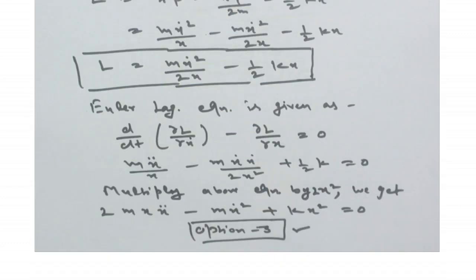So the Lagrange equation is given by d upon dt of curl L upon curl x dot minus curl L upon curl x equal to 0. Now just put the value of L here and take the derivative and we will get m x double dot upon x minus m x dot into x dot upon 2x square plus 1 upon 2 k equal to 0. So now multiply the above equation by 2x square and we will get 2mx x double dot minus m x dot square plus kx square equal to 0. So that is the Euler-Lagrange equation. So option 3 is the right answer.